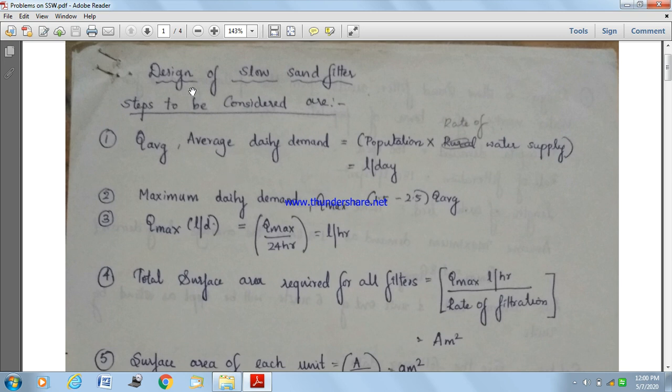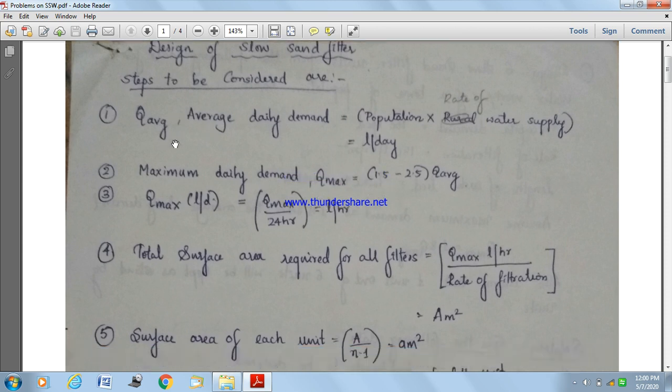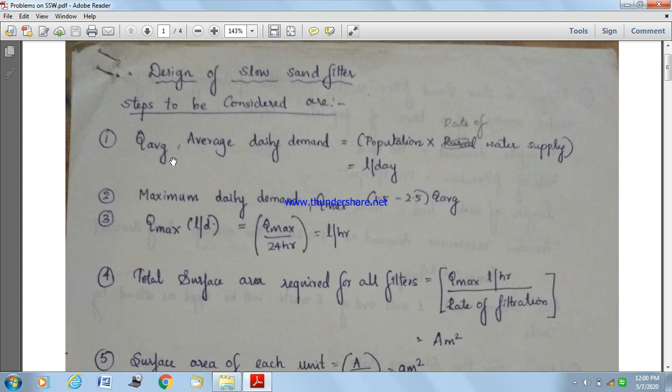Okay, we'll go for the design of a slow sand filter. Initially I have given the different steps. For the first step, the population and the rate of water supply are given. You have to find the average daily demand, that is the population into the rate of water supply, which you should get in liters per day.